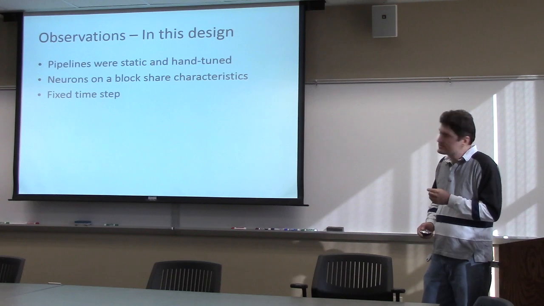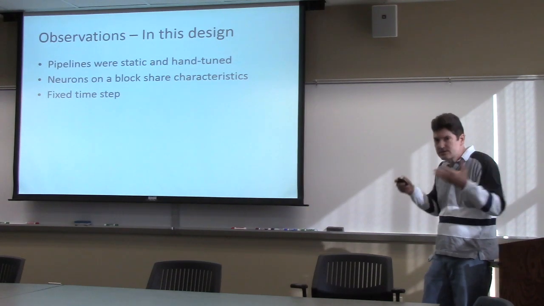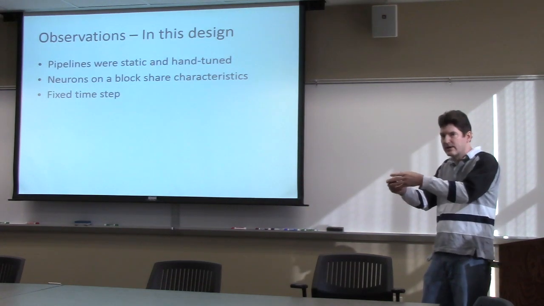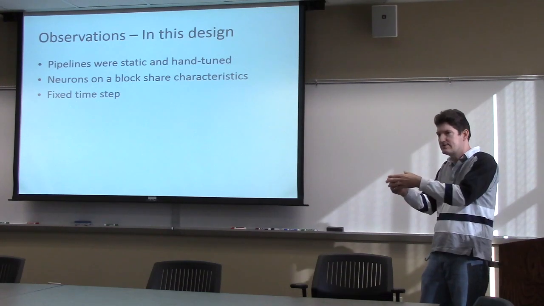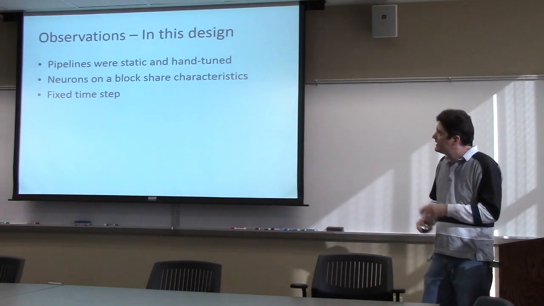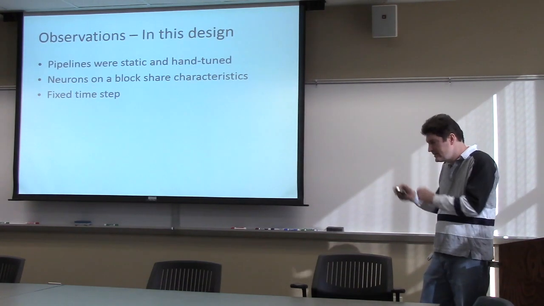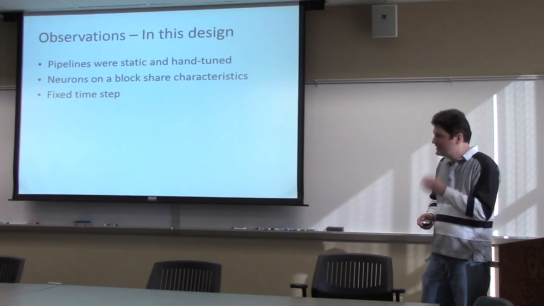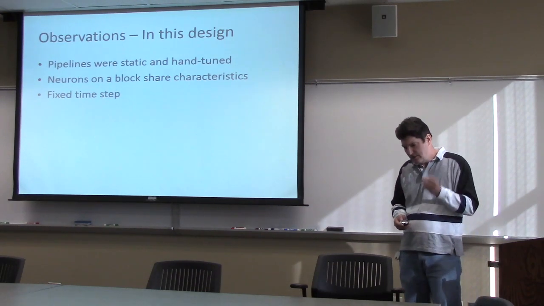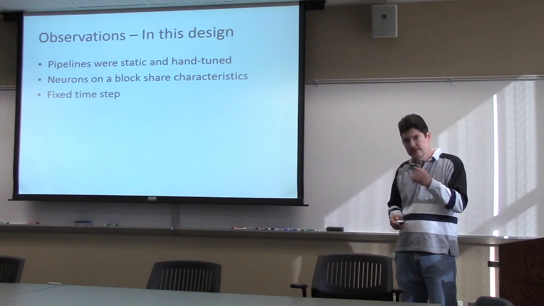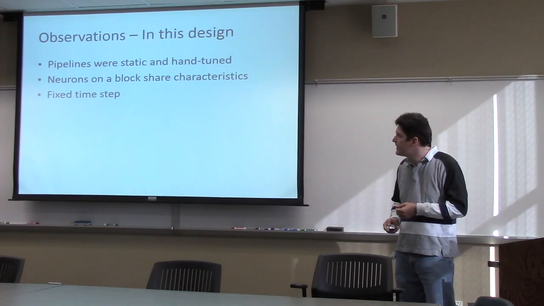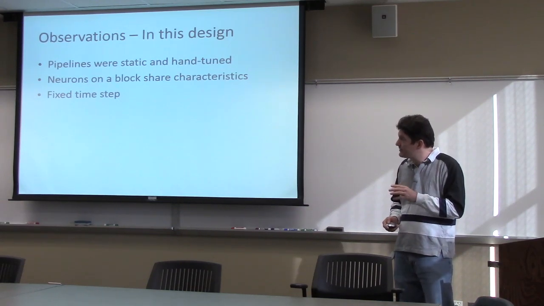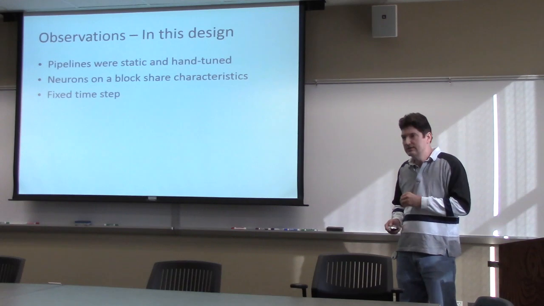The pipelines were static. In other words, those expressions were not just hard-coded, that was the hardware. And they had to manually figure out where they needed to multiplex the multipliers. The other thing is all of the neurons on a block share the same characteristics, like the same values of A and B. Another factor is they had a fixed time step, which they didn't really talk about very much.